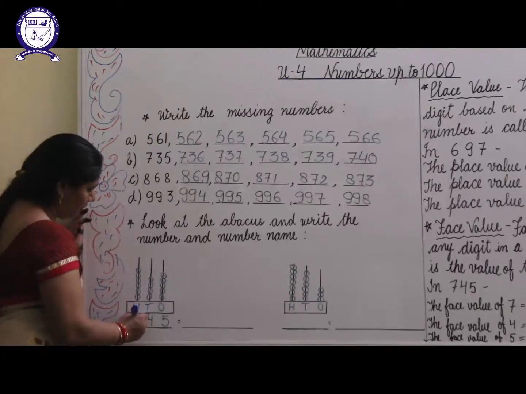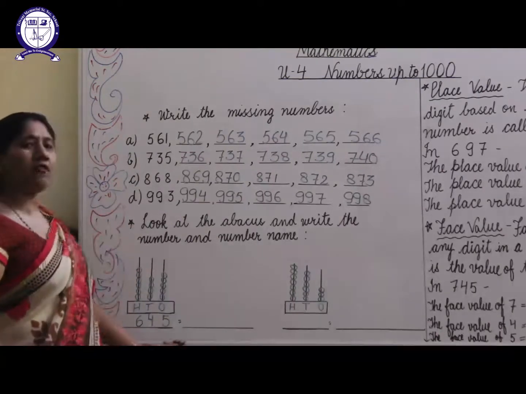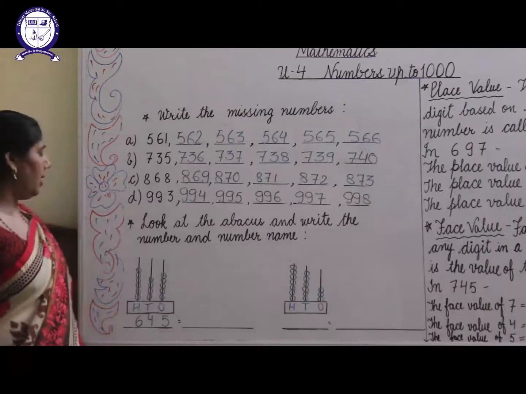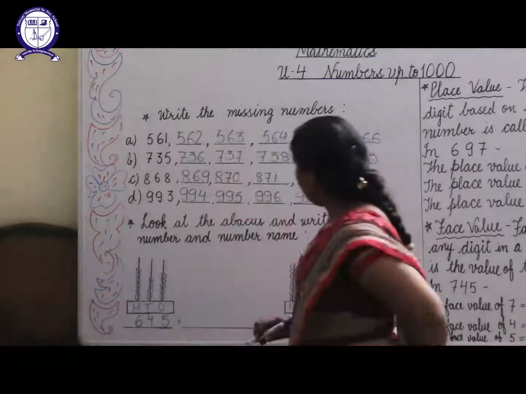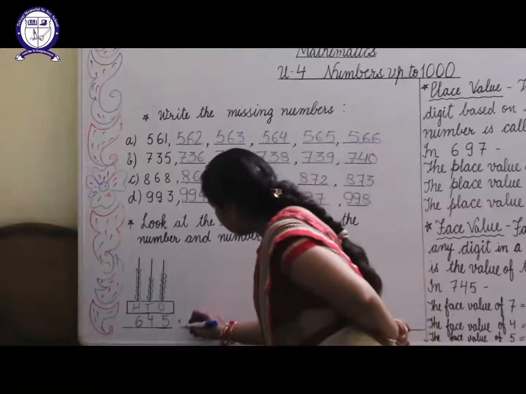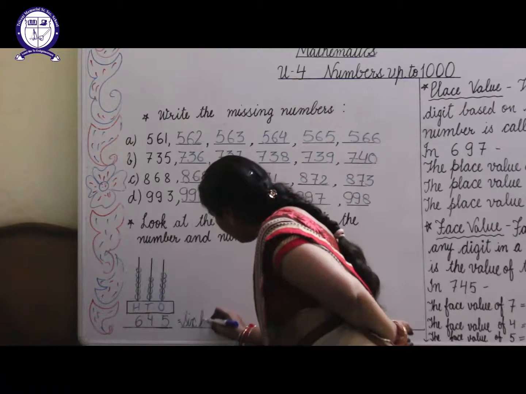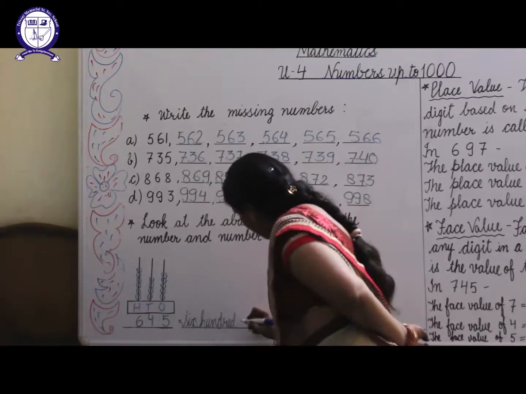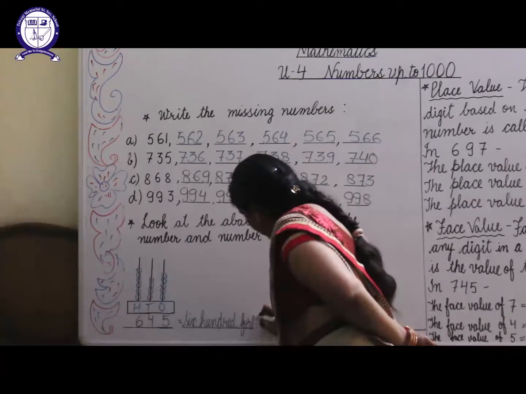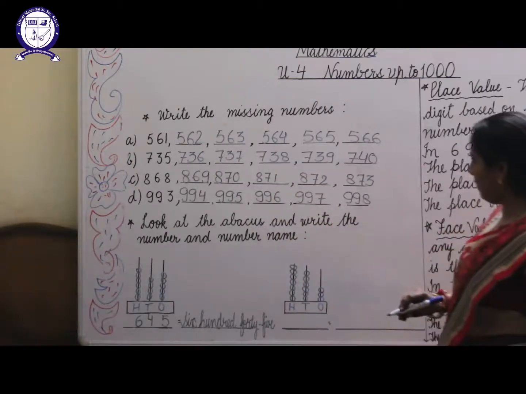So we have to take a number, 645. What's the number? 645. Let's write the number in the number name. 645. Come to the next example.